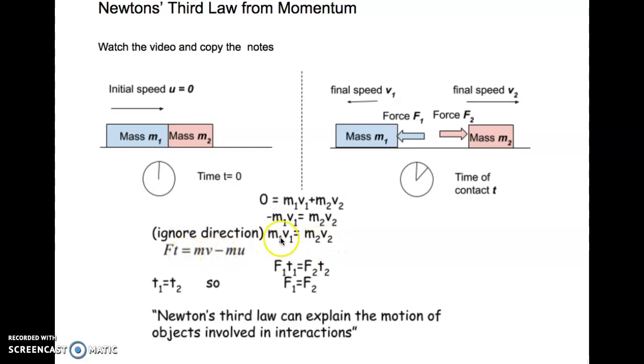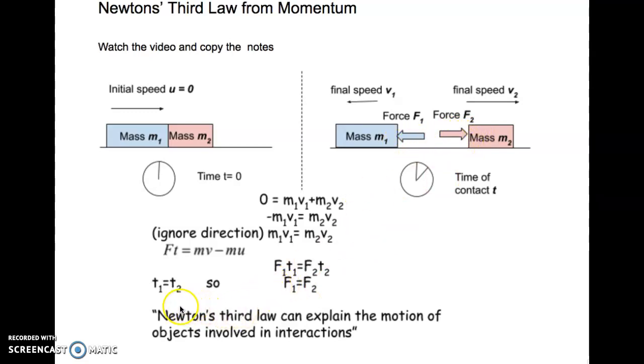Because of impulse momentum, we can replace the change in momentum by force times time, F1 T1 for mass 1, F2 T2 for mass 2. But because the time of contact is obviously identical, because they're both in contact with each other, that means that T1 equals T2, so therefore cancels, and you're left with force 1 equals force 2. In other words, every action force has an equal and opposite reaction force.